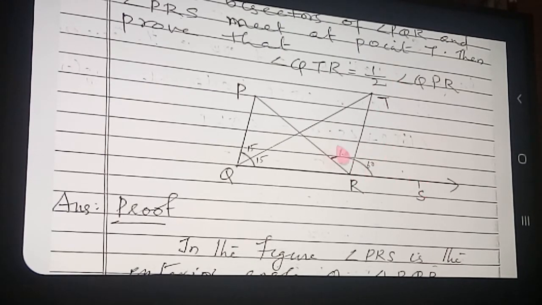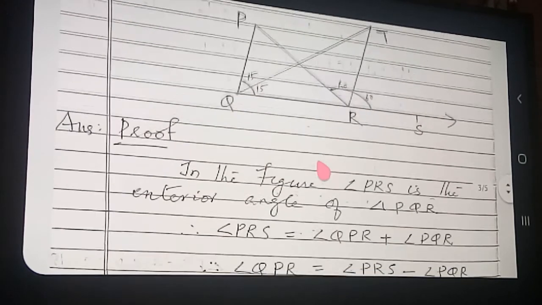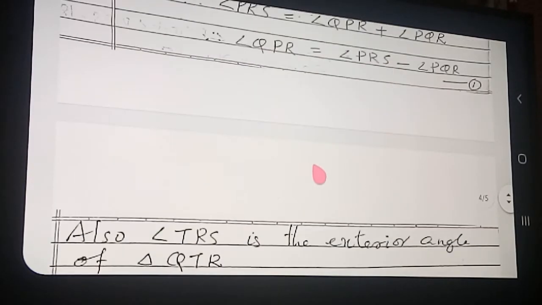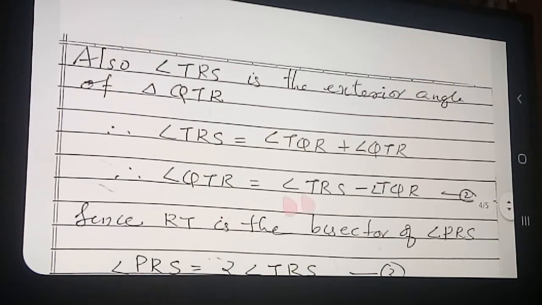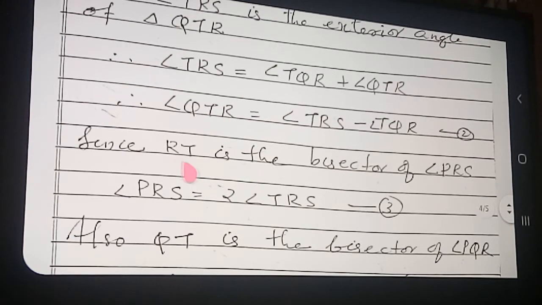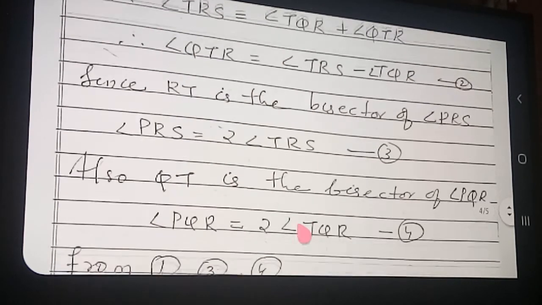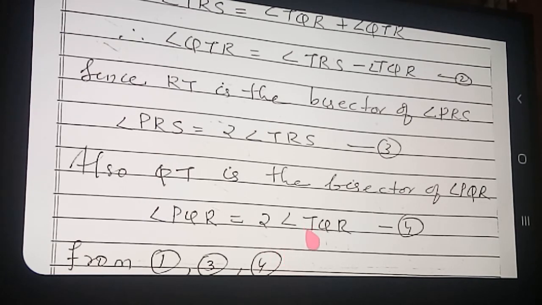TRS is the exterior angle of which triangle? QTR. There also this TRS is equal to angle QTR plus angle TQR. There also what did we find out? We found out QTR. See here, QTR you found out. That we kept as equation number 2. Then how did the third and fourth equations come? RT is the bisector, therefore the third equation came. And QT is the bisector, therefore the fourth equation also came.